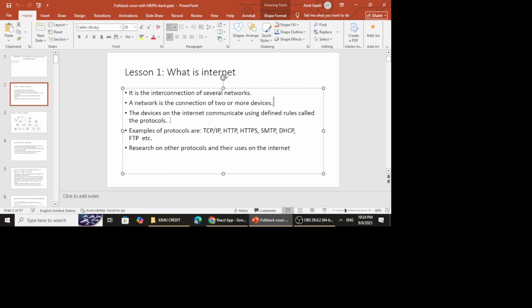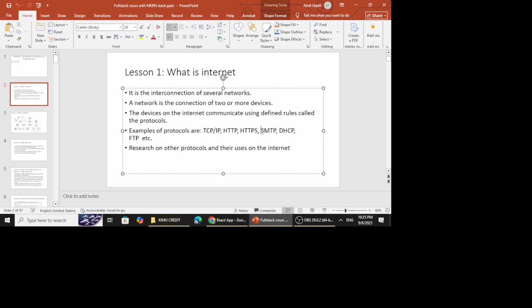For example, we have the TCP and IP protocol, the HTTP and HTTPS protocol, the SMTP protocol, the DHCP protocol, and the FTP protocol. Apart from these, there are so many other protocols which are used for different services on the internet. The HTTP protocol is the protocol that is used in the client-server model of communication to make requests on the World Wide Web.